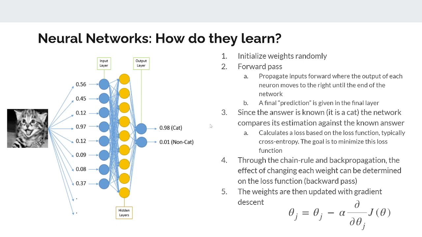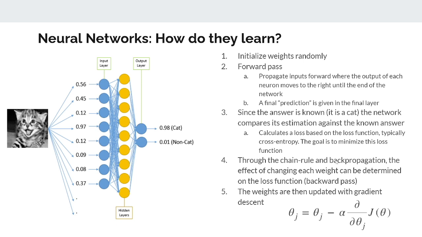Since this answer is known, this is supervised learning. The network compares its estimation against the known answer, and it calculates a loss based on the loss function, typically cross entropy for this case. And the goal is to minimize this loss function.